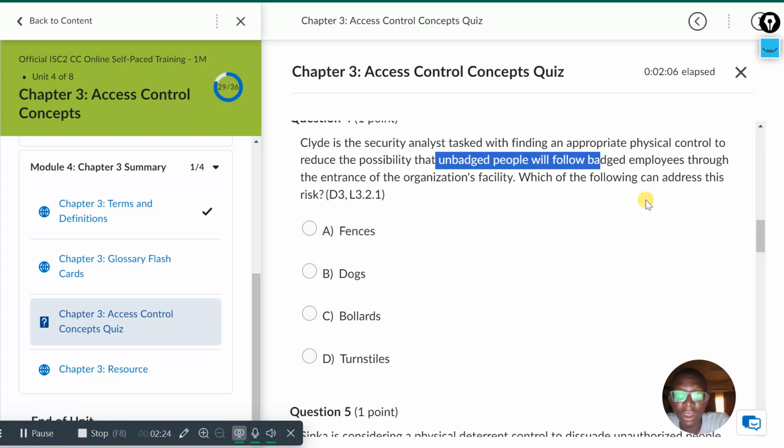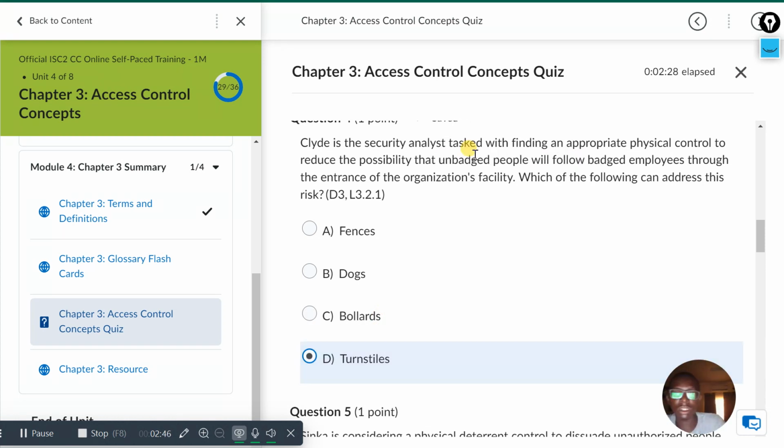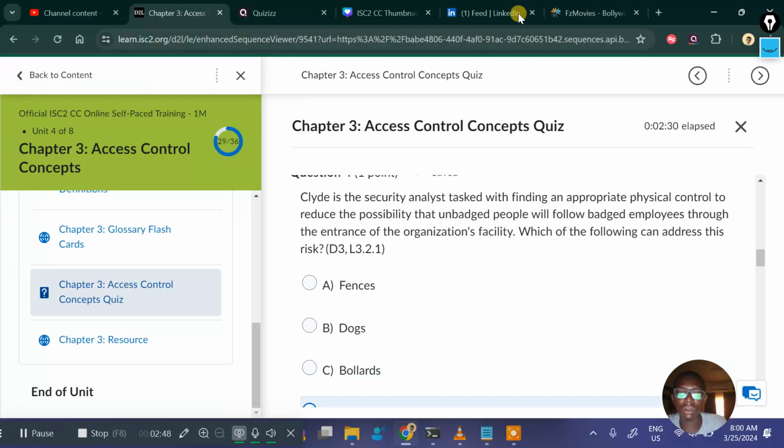And which of these would address the risk, right? So badged people following unbadged people, fences, I doubt. Dogs, nope. Bollards are physical access control for cars and those things. And turnstiles, if you don't know what a turnstile is, we are definitely going to search it out so you can see what it looks like, right?